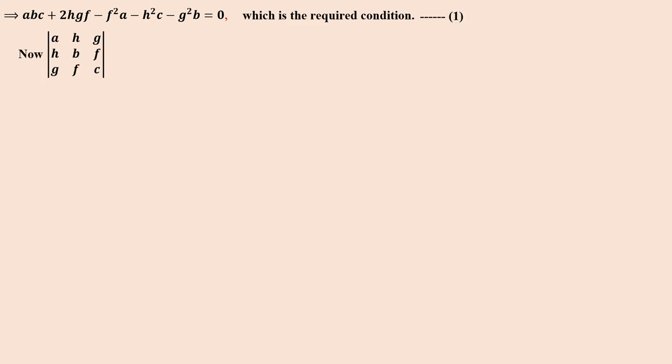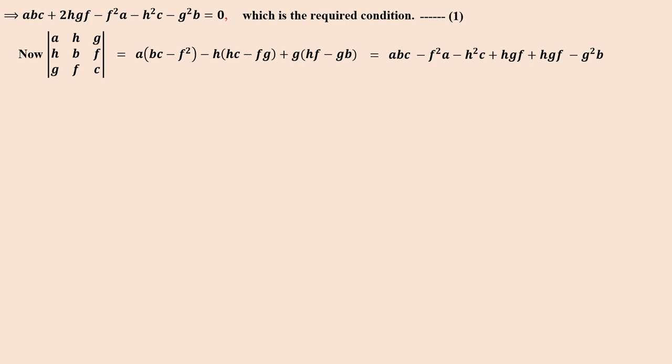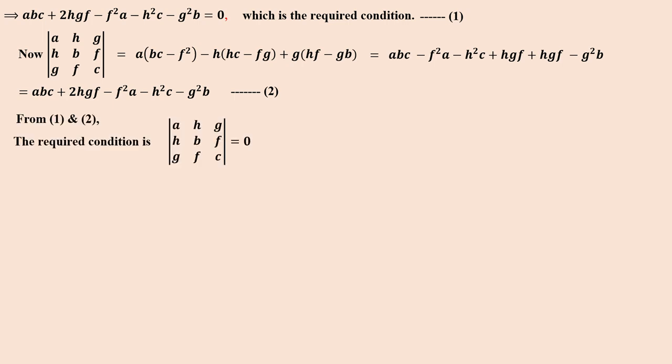So now that is 1. Now we are using the determinant a h g, h b f, g f c is equal to, so we are expanding the determinant value. So we are finding the determinant value. So a into bc minus f square minus h into hc minus fg plus g into hf minus bg. So expanding, removing the bracket, you will get the same as equation number 1, right? So this is 2. So from 1 and 2, the required condition is that the determinant value should be 0. Thanks.